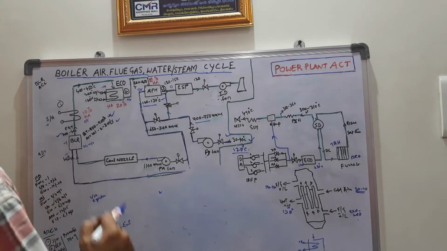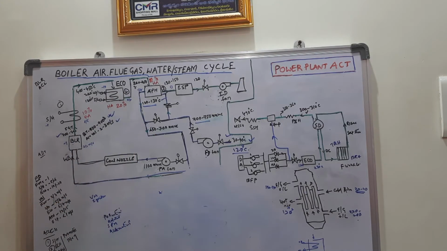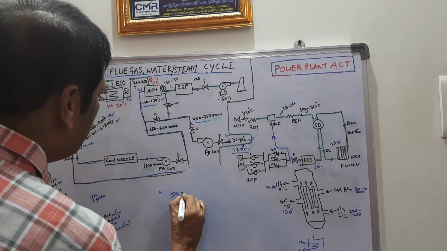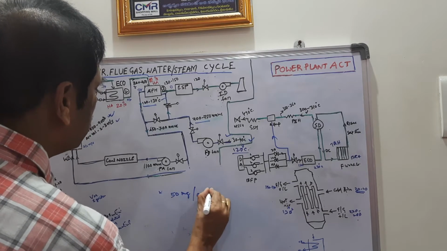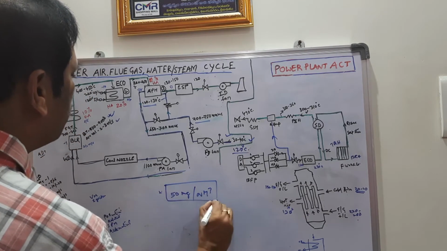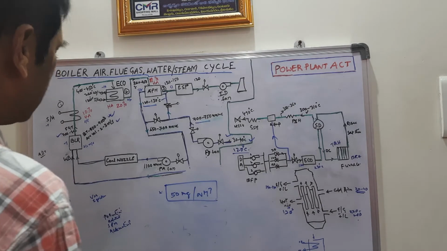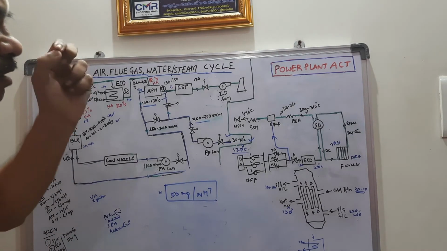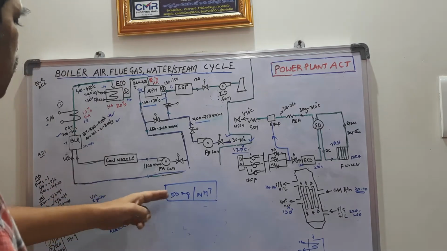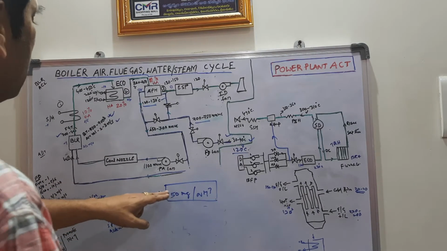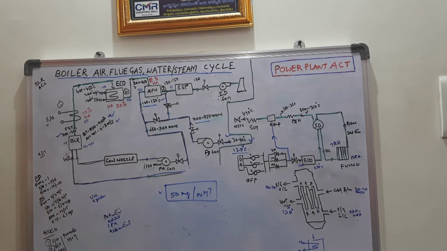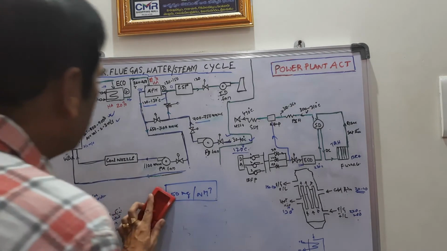This is a pollution control equipment, where the SPM, that is, suspended particulate matter, is to be maintained at around 50 milligram per Nm cube. This is the standard. Whatever ash particles are present in the flue gas are to be reduced to 50 milligram per Nm cube as per the pollution control board.